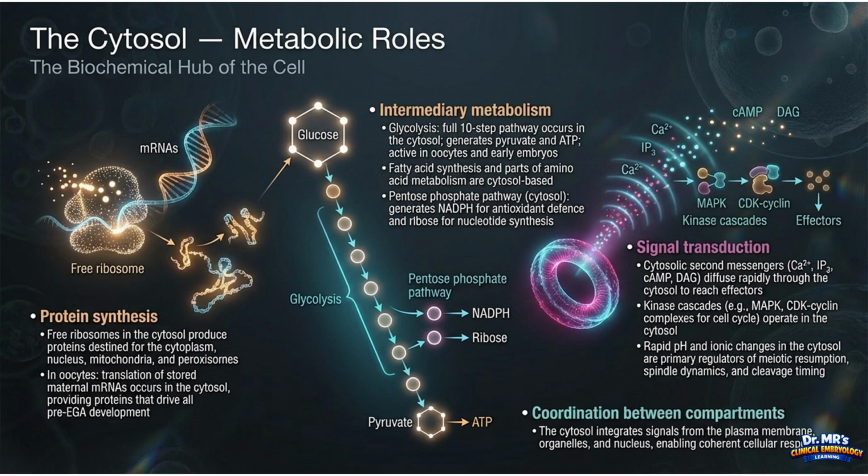Finally, the cytosol serves as the coordinator between compartments. It integrates signals arriving from the plasma membrane, from mitochondria sensing energy status, and from the nucleus monitoring deoxyribonucleic acid integrity, enabling the cell to mount a coherent, appropriate response. When we think about what makes an oocyte truly competent, it is this coordinative capacity of the cytosol, its ability to receive signals, process information, and orchestrate the right responses at the right time, that ultimately matters most.